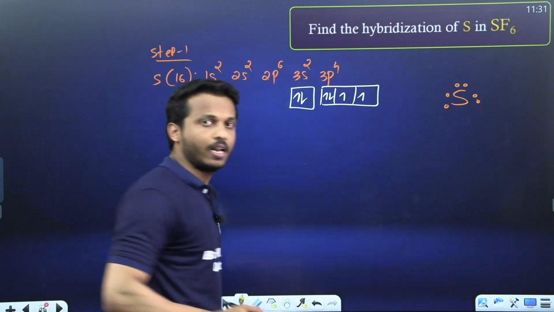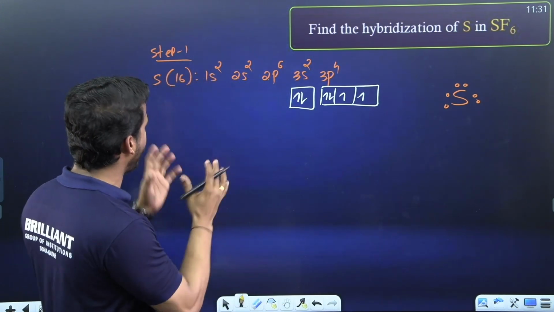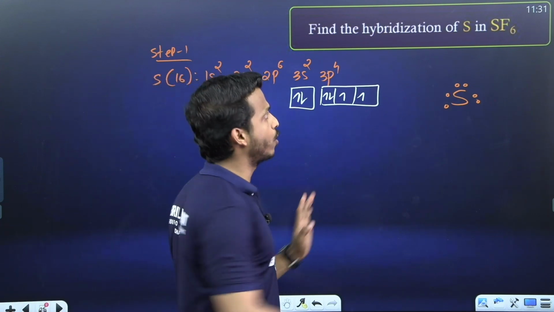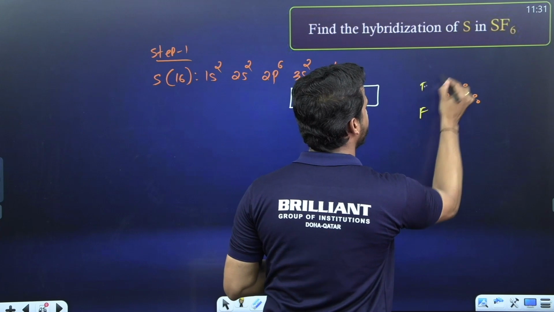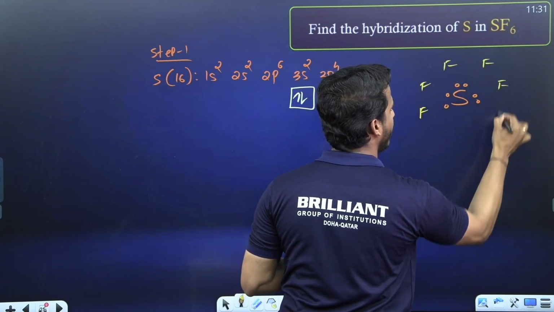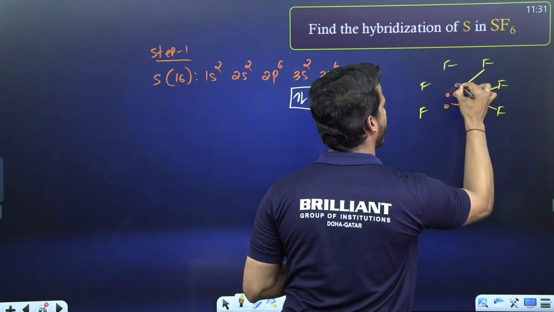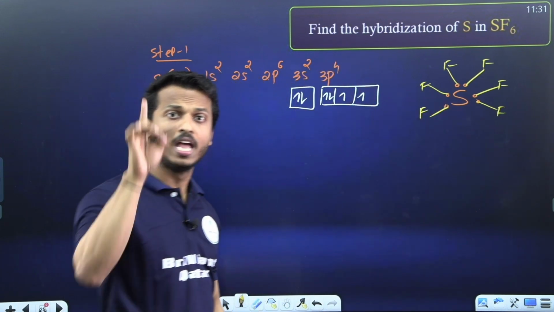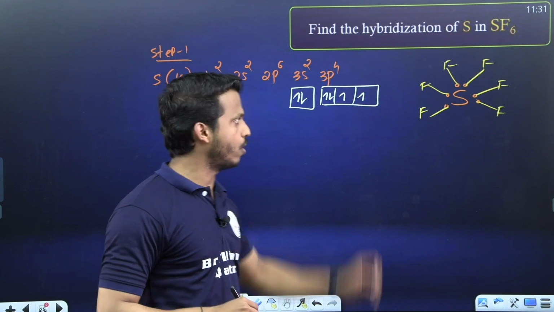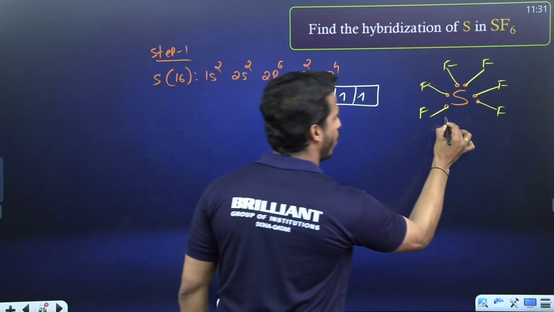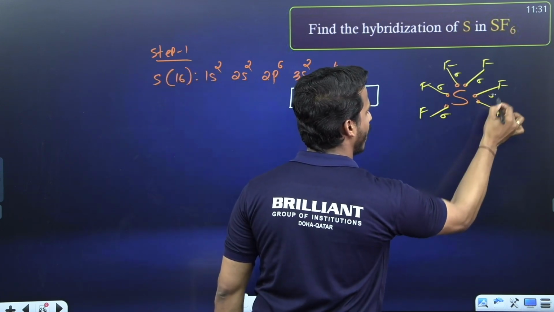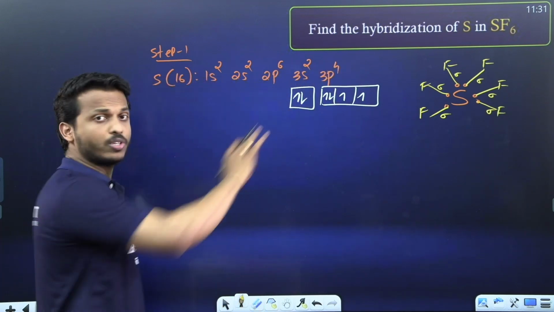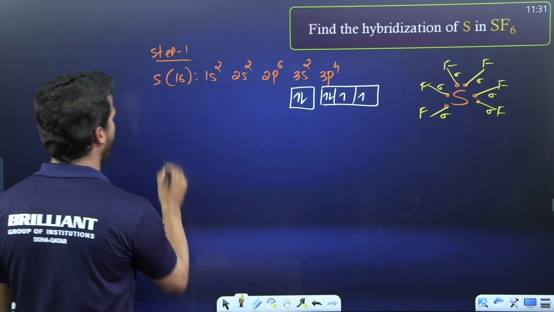So this is the ground state of the sulfur atom. Sulfur has 6 valence electrons, and it is surrounded by which element? 6 fluorine atoms. Fluorine needs 1 more electron to complete its octet, right? It's a halogen. Halogens have 7 electrons in their valence shell and need 1 more electron to complete the octet. Okay, done. Total how many sigma bonds? 1, 2, 3, 4, 5, 6 sigma bonds are there. Let's make the hybridization. Ground state, 3s and 3p.